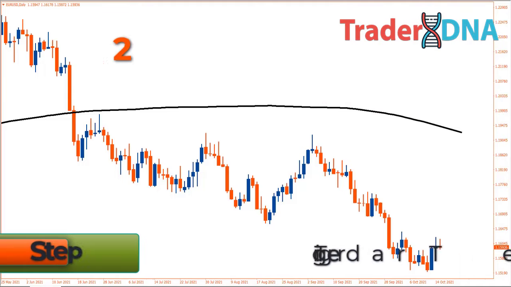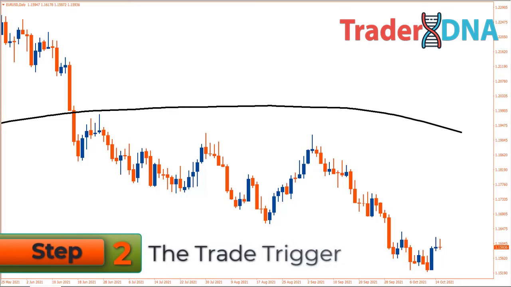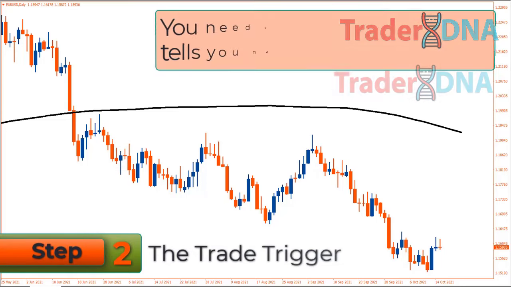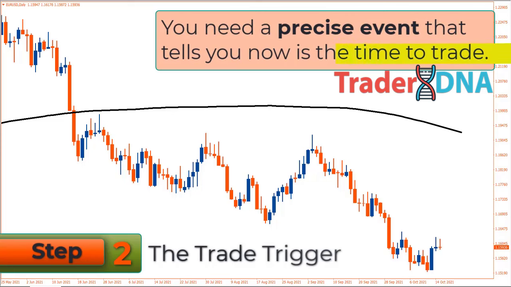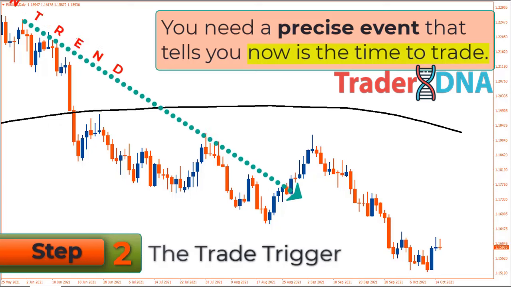Step 2. The trade trigger. If your reason for trading is present, you still need a precise event that tells you now is the time to trade. In this case, the price was moving in a downtrend for the entire time, but some moments within that downtrend provide better trade opportunities than others.